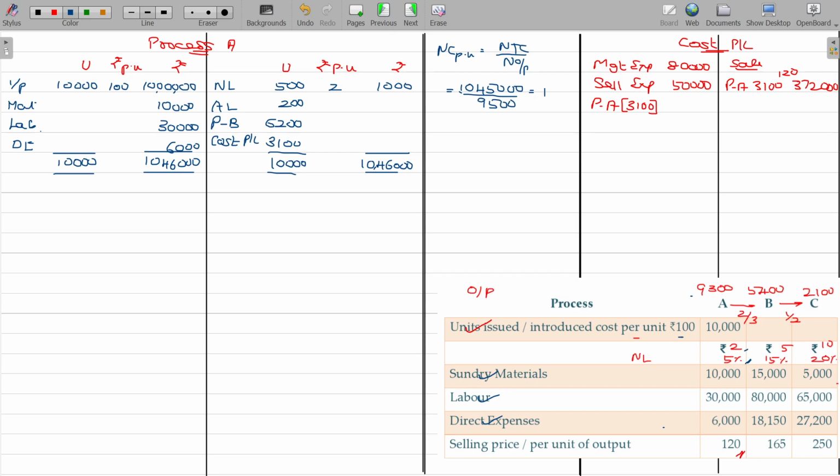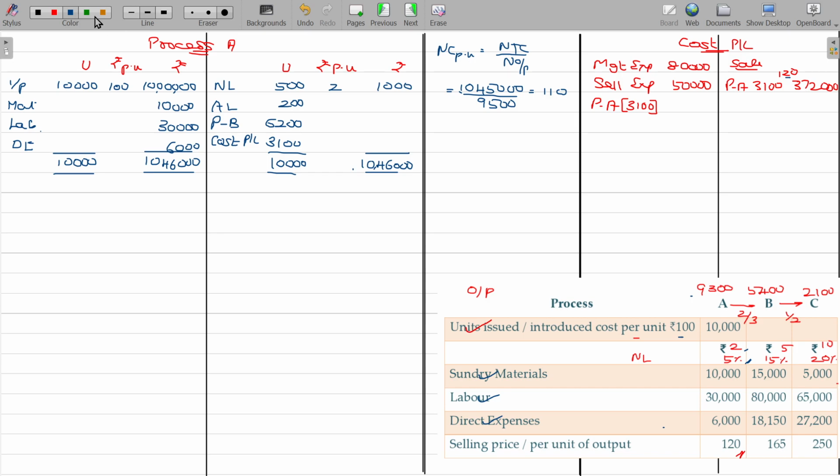110. See, from the value of 110, we are selling at the rate of 120. So for 3,100 units, into 10 rupees gain, 31,000 gain. That 31,000 gain you can identify in process A. But what I have done is transfer everything to the costing P&L and work it out there. Where the consolidated profit and loss could be identified in costing P&L account, there will not be any harm in this.